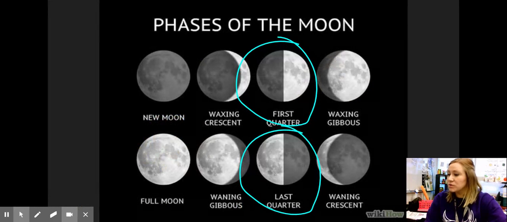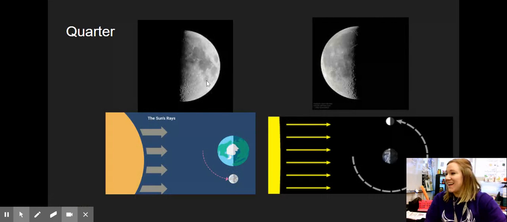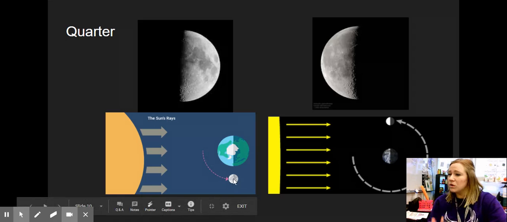The quarter, first quarter and last quarter. So they're very similar, but we see the light on different sides. And if you remember, the light starts on the right. So when we have the light starting on the right, that's going to be our first quarter. So what we're looking at is if we have only gone through 1/4 of our revolution around the Earth.